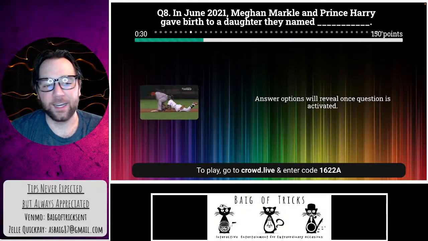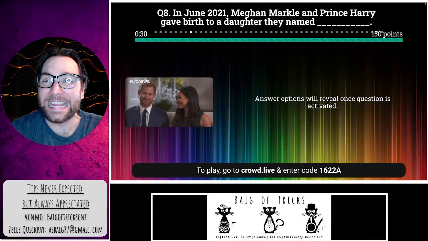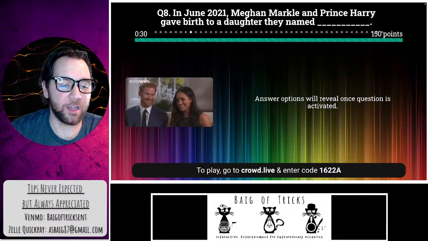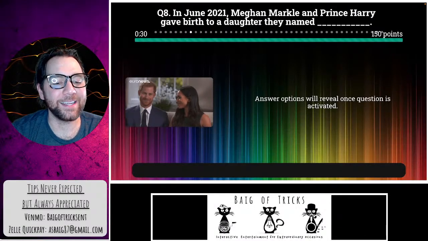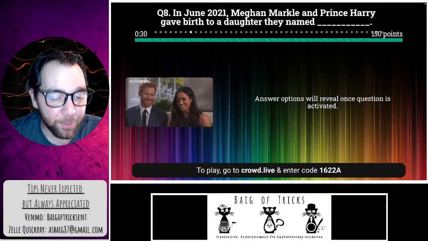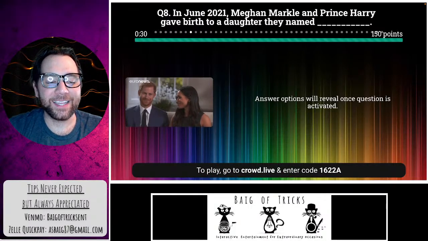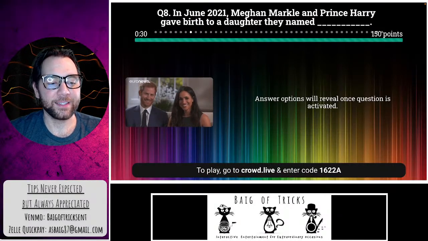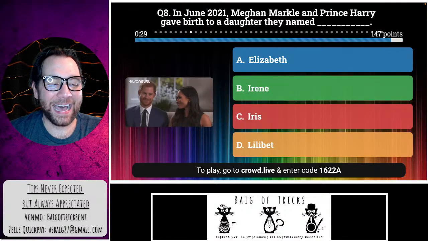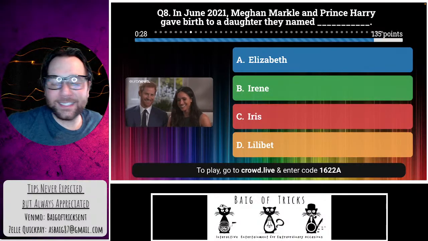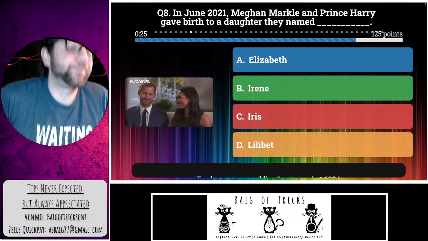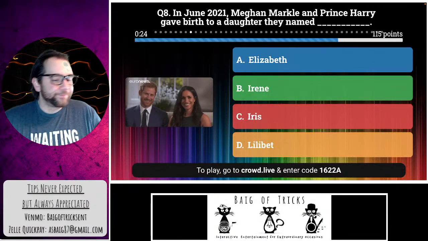All right. Question number 8. In June of 2021, Meghan Markle and Prince Harry gave birth to a daughter that they named what? Is it Elizabeth, Irene, Iris, or Lilibet? It's actually, fun fact, my middle name.